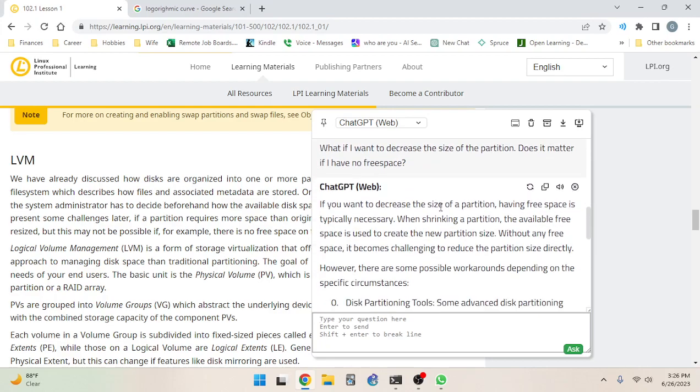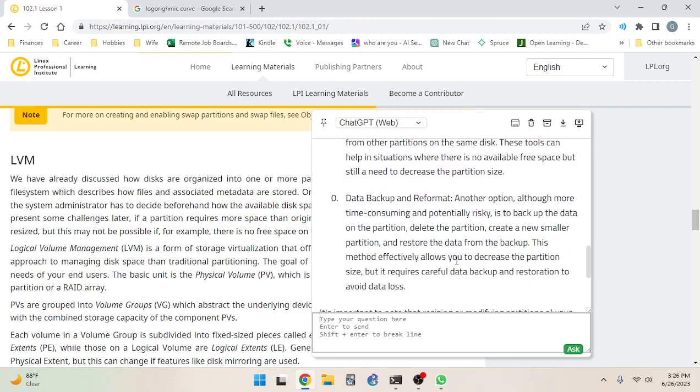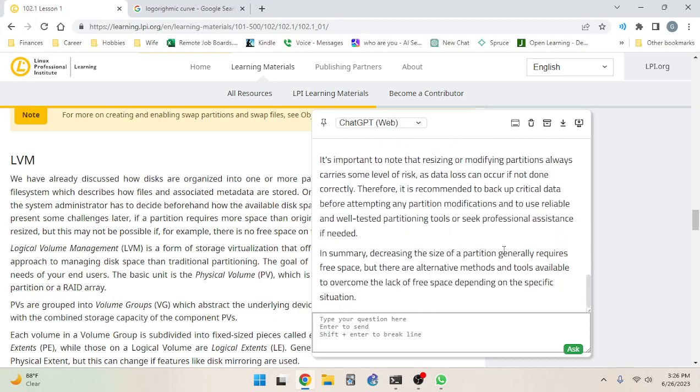Having free space is typically necessary. Interesting. When shrinking a partition, the available free space is used to create the new partition size. Without any free space, it becomes challenging to reduce the partition size directly. So in summary, decreasing the size of a partition generally requires free space.